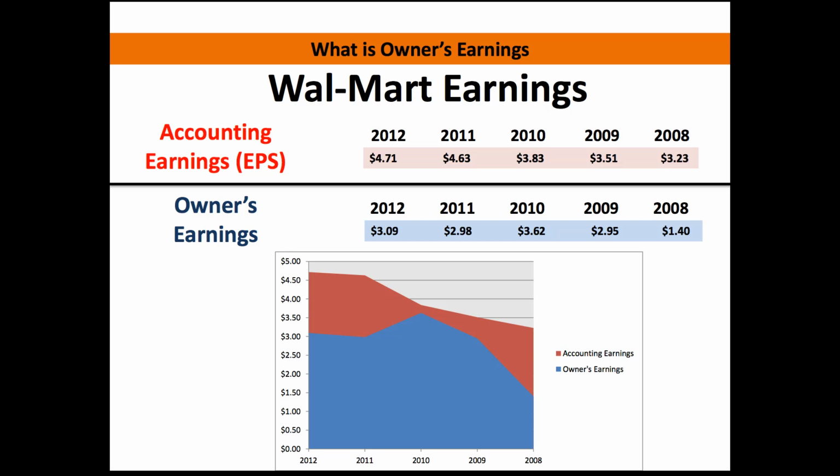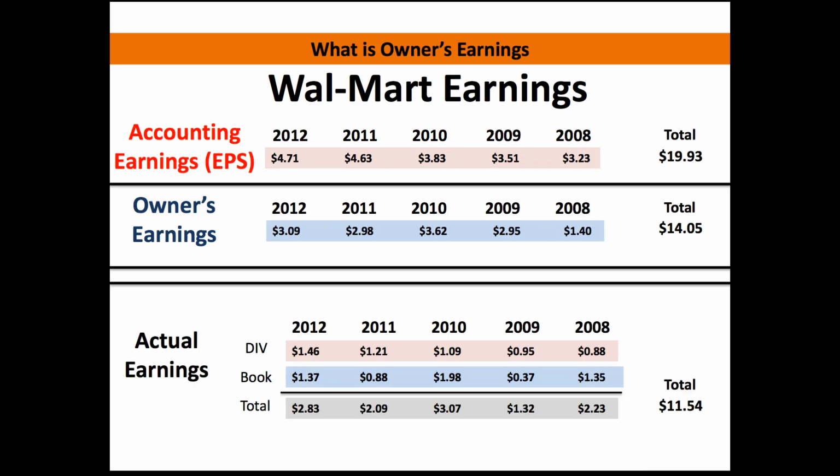And this is why Buffett places so much value in this calculation and understanding what owner's earnings is, because he knows as a shareholder that's what he's actually going to see as opposed to what's being reported. So let's make this really fun. Okay, on the top we have the accounting earnings, and then we have the owner's earnings underneath of that.